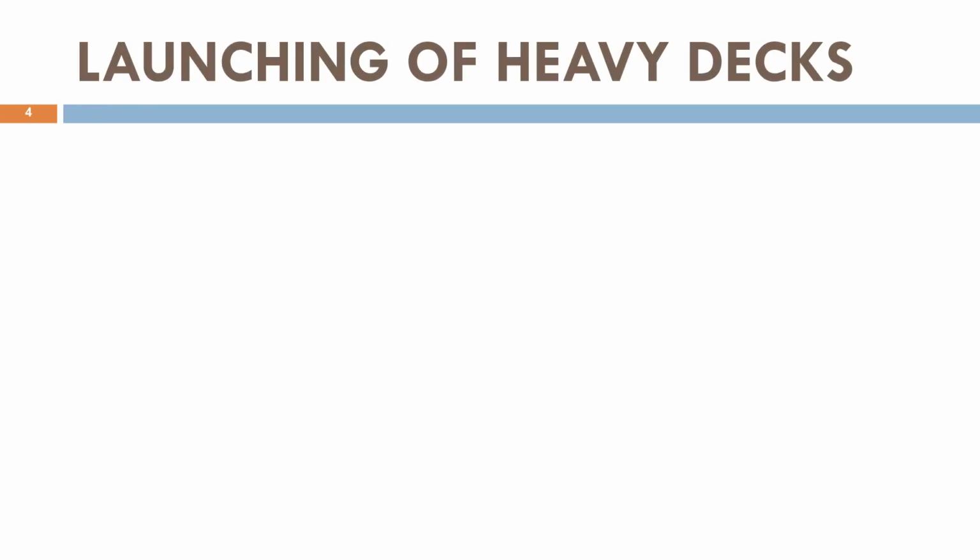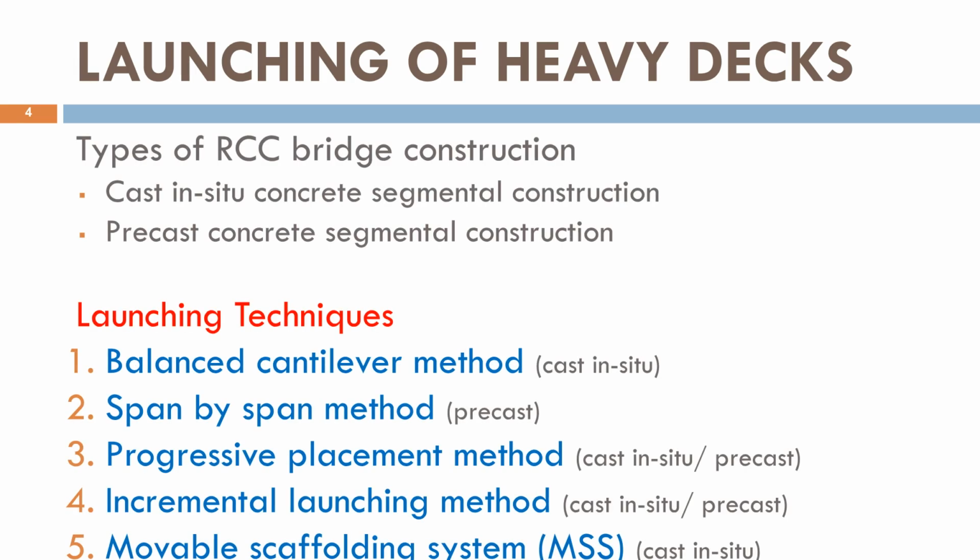Heavy bridge decks cannot always be constructed using the same method because every bridge project has different site conditions, span lengths, and construction requirements. Engineers therefore select the most suitable launching technique after carefully studying these factors. Reinforced cement concrete bridges may be built using either cast in-situ construction or precast segmental construction. The common launching techniques include the balanced cantilever method, span-by-span method, progressive placement method, incremental launching method, and the movable scaffolding system. Each technique has specific advantages, limitations, and applications. Selecting the correct method helps improve construction speed, safety, quality, and overall project economy.